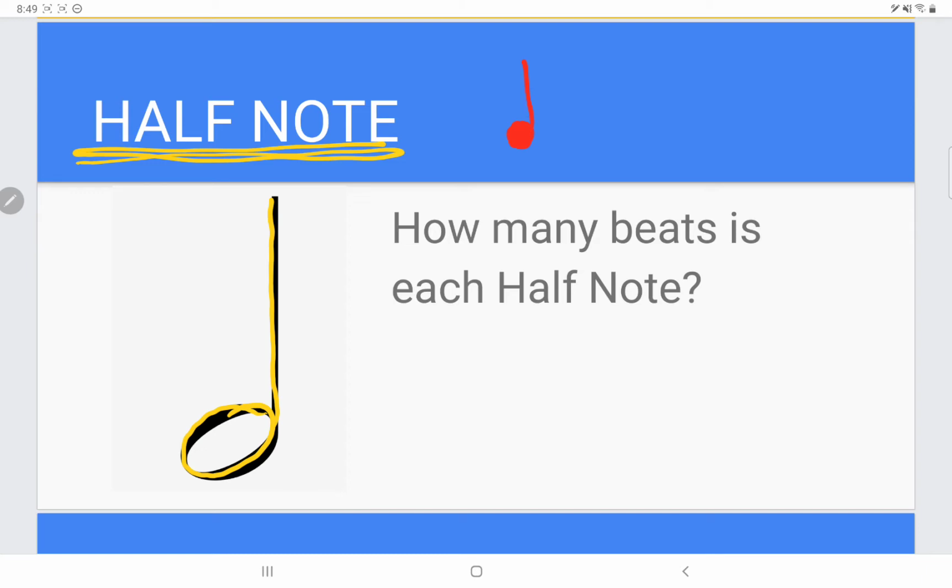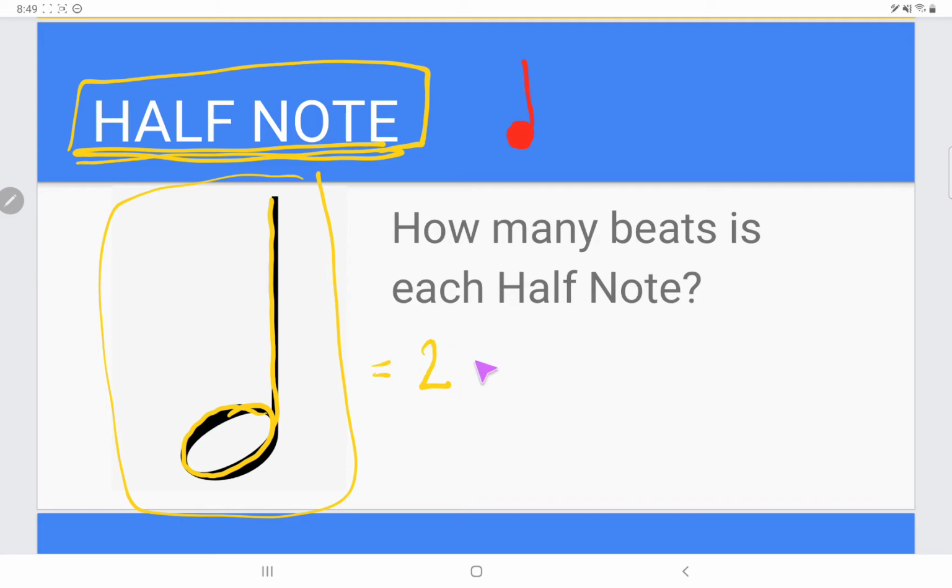And it's also worth a different amount of beats. So make sure that you have your label for half note. Make sure that you draw it out here. And 1 half note is equal to 2 beats.